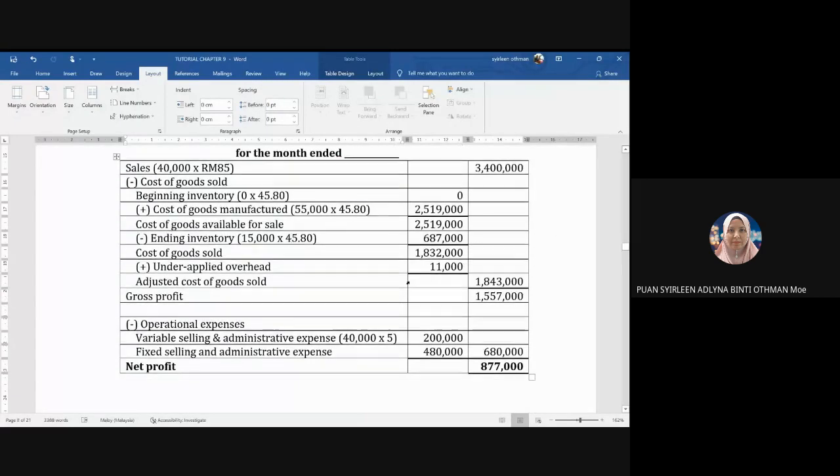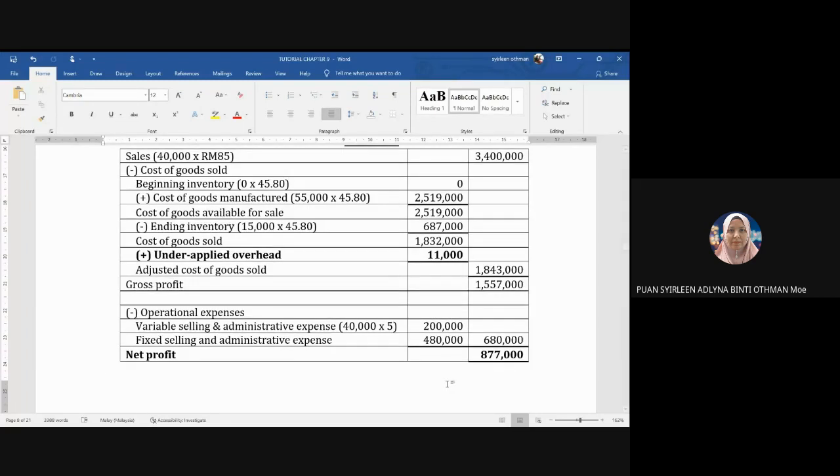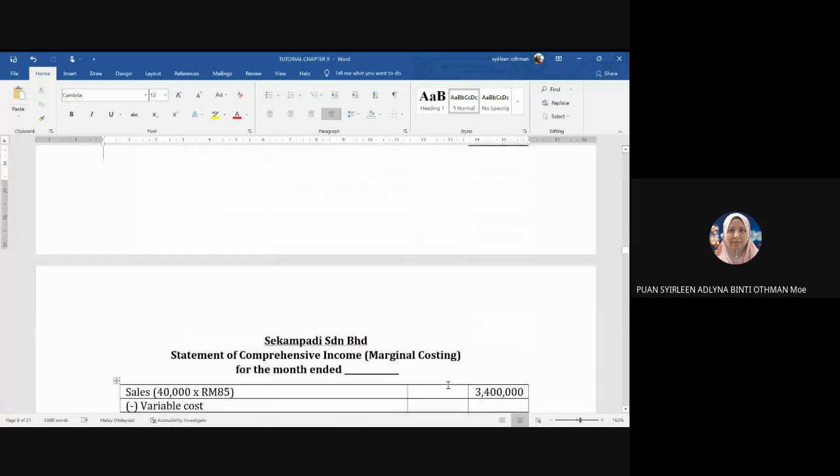Okay, and you dapat cost of goods sold. And then kita buat adjustment, it's under applied, so that means saya akan campur. I'll get my gross profit of 1,555,000. So saya minus dengan all the operating expenses, I'll get the net profit of 877,000. Okay, this is for your absorption. Okay, alright. Next, kita pergi ke marginal.